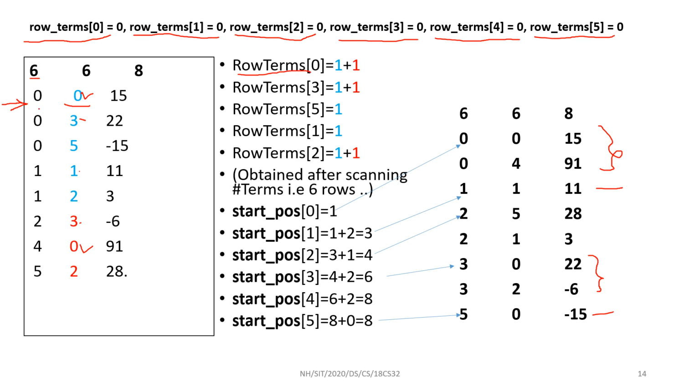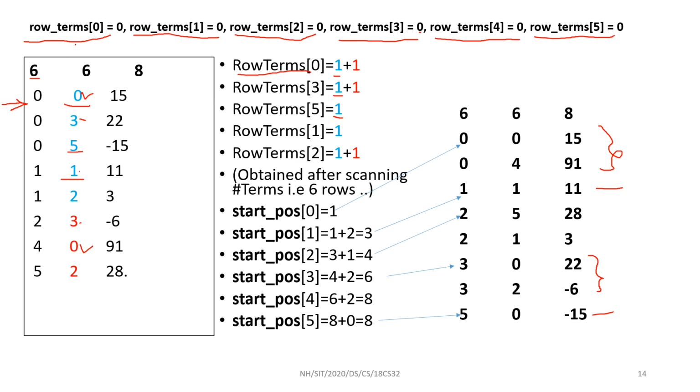What is the corresponding column value? It is 0. Out of these 5 we have to take this array, row terms of 0. The earlier value was 0, increase it by 1, that becomes 1. What is the next one? The column value is 3, so the index value is 3. Search for that particular array, row terms of 3. The value was 0, 0 plus 1, that is 1. What is the next one? 5. Search for the corresponding row term array, the value is 0. 0 plus 1, value is 1.